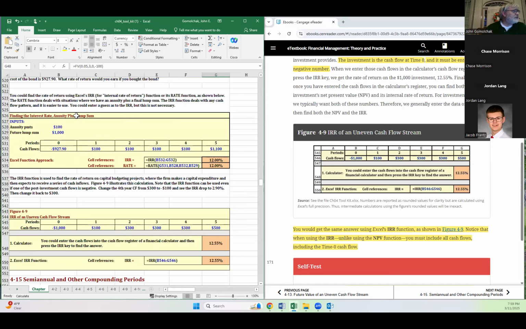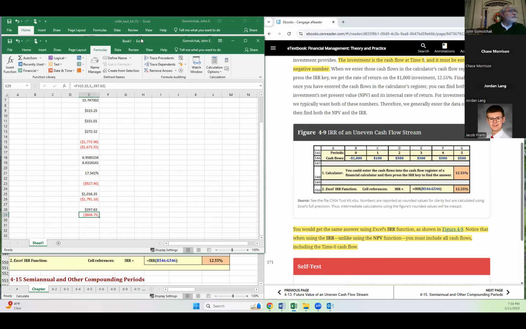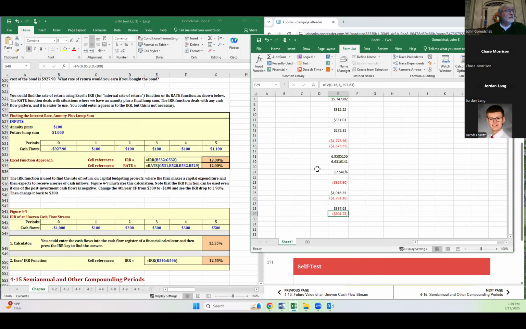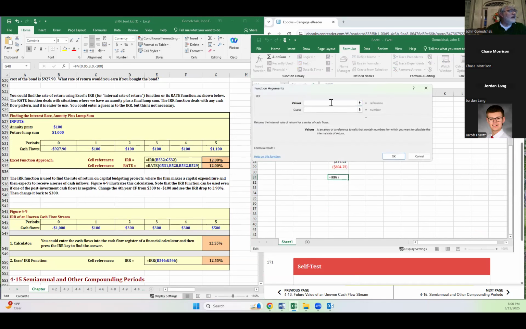So finding the interest rate, the annuity plus lump sum. Let's do the IRR. Financial, IRR, values. Values in an array are references to cells that contain numbers for which you want to calculate the internal rate of return. Okay, so I have to have a chart, so let's cancel this.